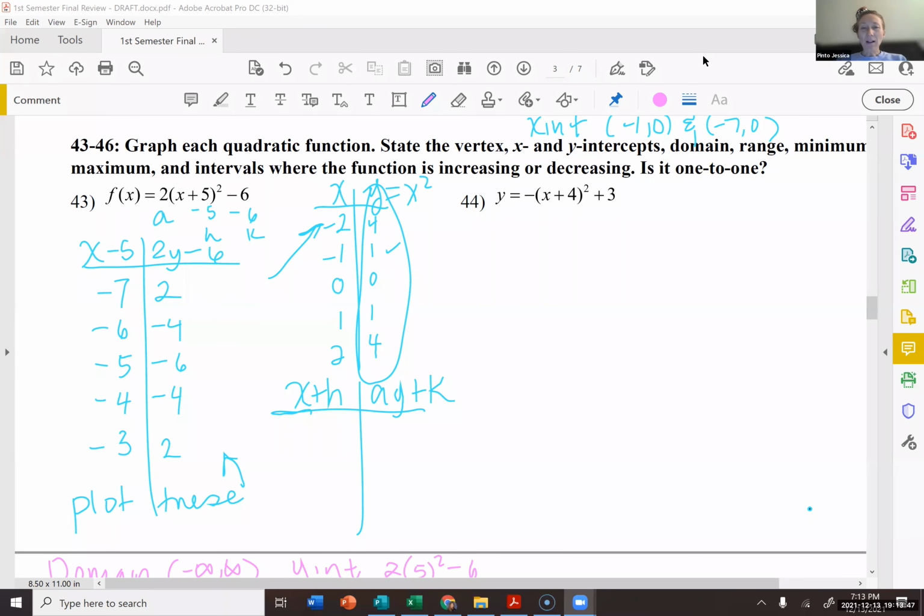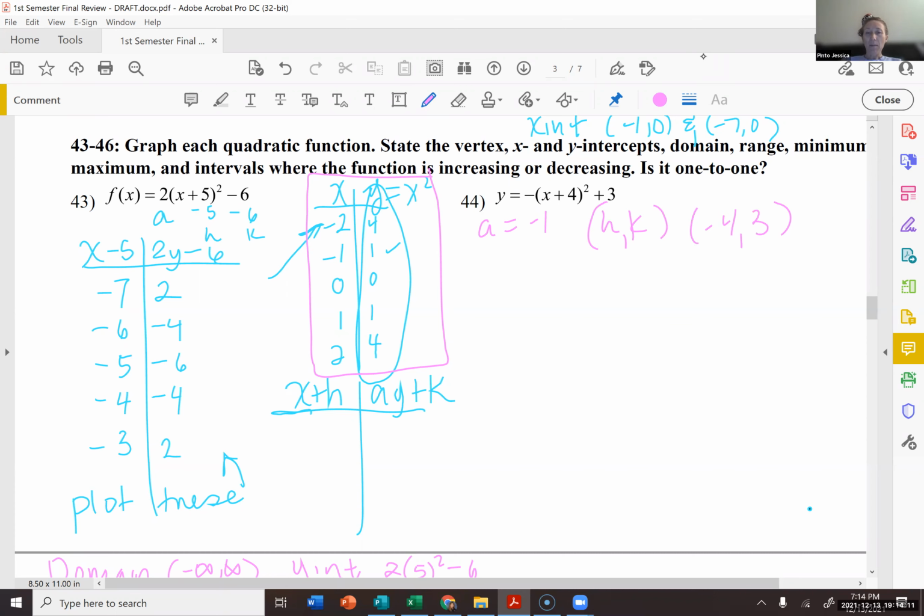Okay, so we're back looking at number 44, which again is a quadratic function as it shows. So we're going to need this parent t-table again. And I identify that the a is equal to -1, which reflects over the x-axis. And then our (h, k) is going to be (-4, 3).